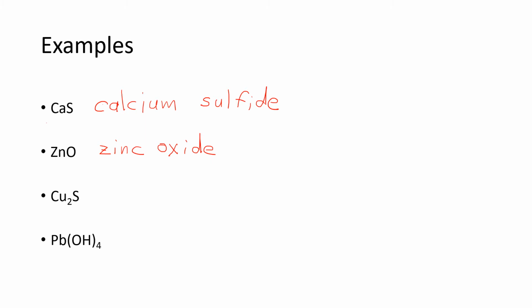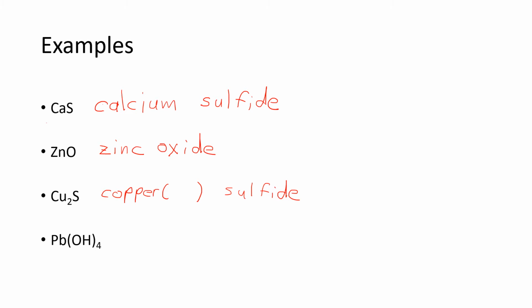Next we have Cu2S, so we have copper and sulfur. Copper actually happens to be a variable charge metal, and so we are going to have to specify its charge with a Roman numeral. So let me just write copper with a blank spot in parentheses. We'll come back to that charge in just a moment. Then the S is sulfur, and we need to change the ending of that to IDE, so it will be sulfide.